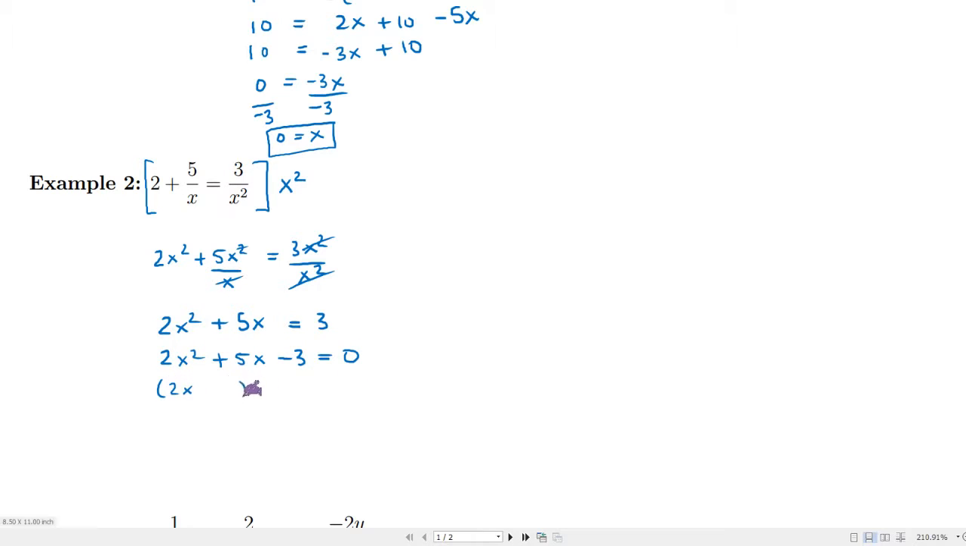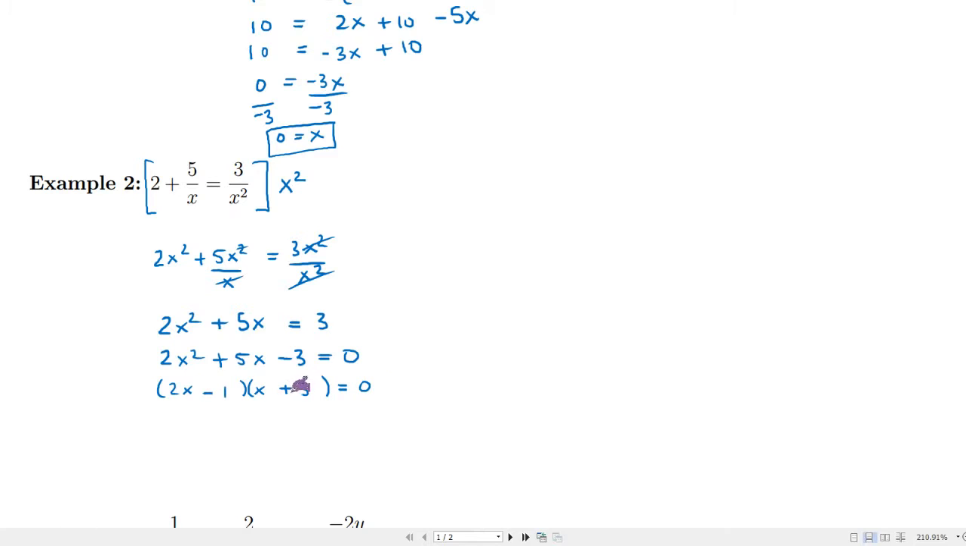So 2x, x, we're getting a minus 3, so one of them has to be minus, one of them has to be plus. We know that this is going to be a positive 5, so the positive has to go with the larger one, which is the plus 3, so that'll give us positive 6, and then the minus 1. So 2x squared plus 6x minus x gives us the 5x and minus 3, so that looks good.